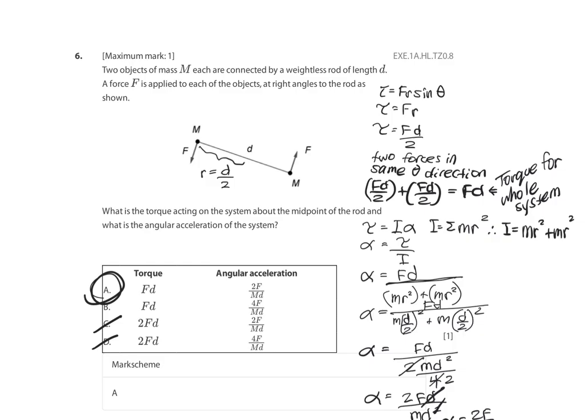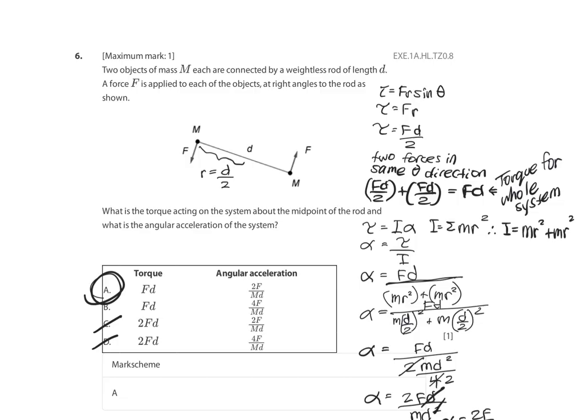Okay, so we have a weightless rod of length d, and two masses are on either end, and there are forces on the two masses. They are going counterclockwise, and the forces are in the same direction from a rotational perspective, so they don't counter each other. And so the masses will rotate. And it says, what's the torque acting on the system from those two forces, and what is the angular acceleration?